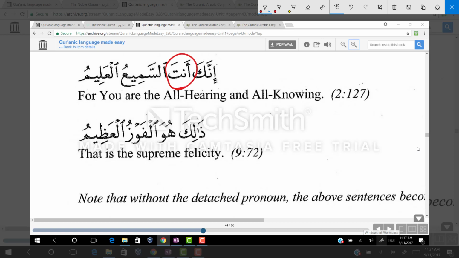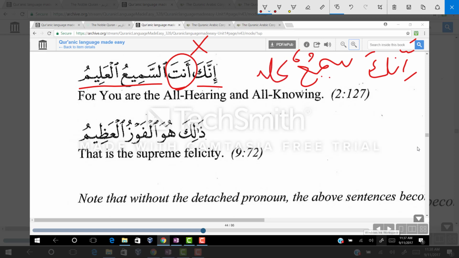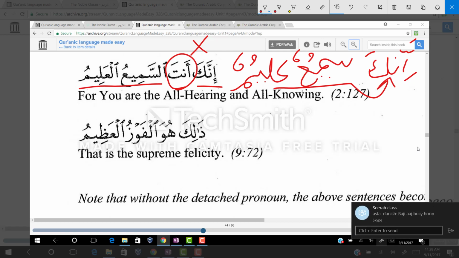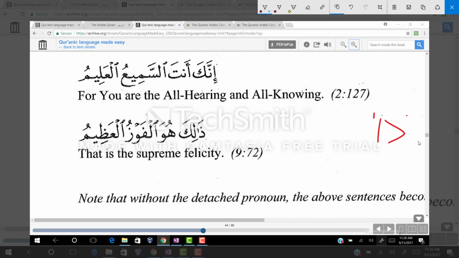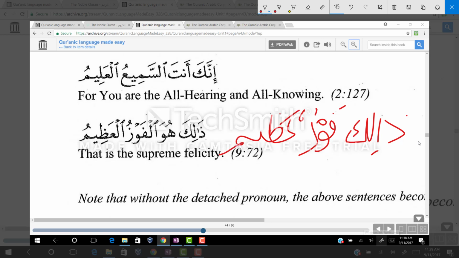So if you just take out the detached pronoun anta, it becomes innaka sami'un alimun. Right? So this is a sifa mausuf. Sami'un alimun are the sifas of Allah. Innaka is the mausuf, and then sami'un alimun are the sifa. Dhalika fawzun azimun. So dhalika is the mausuf and fawzun azimun are the sifa. It becomes dhalika fawzun azimun, a sifa mausuf. That's what the note says.